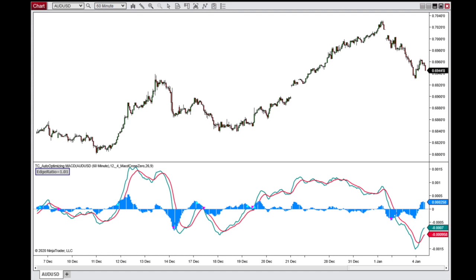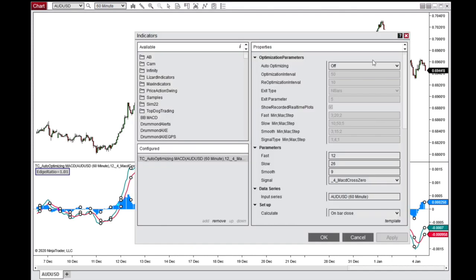So now we're going to have the indicator auto-optimize. That is, it's going to figure out the best settings. So we'll go into the parameters and we will enable the auto-optimizing. I'm going to optimize it over the last 50 days.